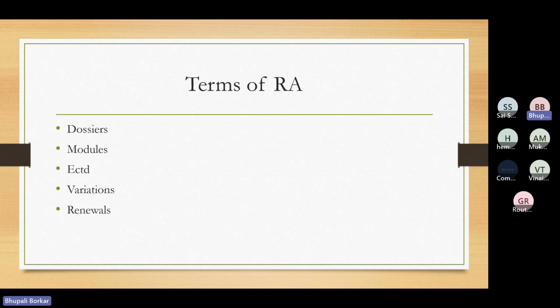Then we have renewals. After every 5 years, we have to renew our marketing authorization. For some countries, we renew it after 5 years, and then you get unlimited validity for your license. For some countries, if they find issues like safety issues, then they tell them to renew it again after 5 years. So this is all the renewal activity which is required for marketing authorization.